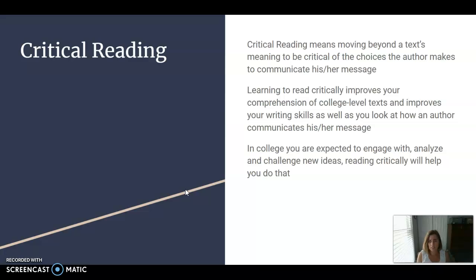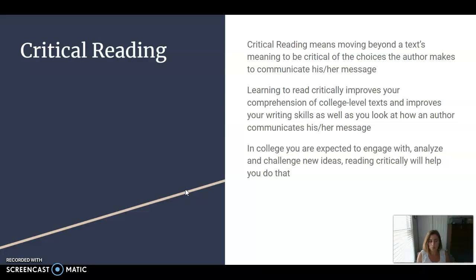Critical reading means moving beyond just thinking about what this text means. It's also looking critically at the choices that the author makes in order to communicate their message. You may have heard about the rhetorical situation. In the rhetorical situation, you're looking at who is the author of the text? Are they qualified to give me this information? What is the audience that they're trying to portray their message to? And what is the purpose that they are trying to communicate this message?